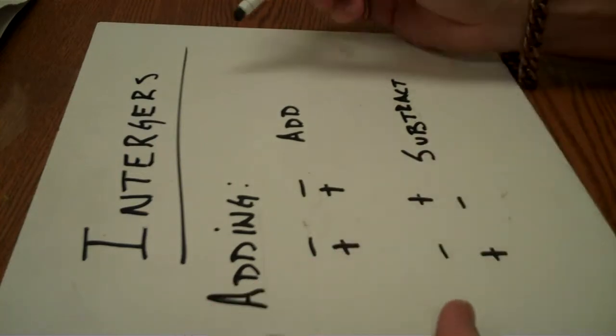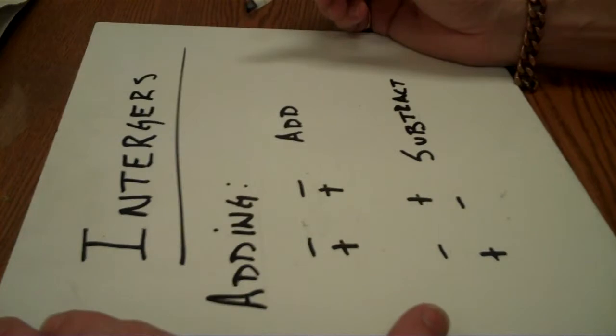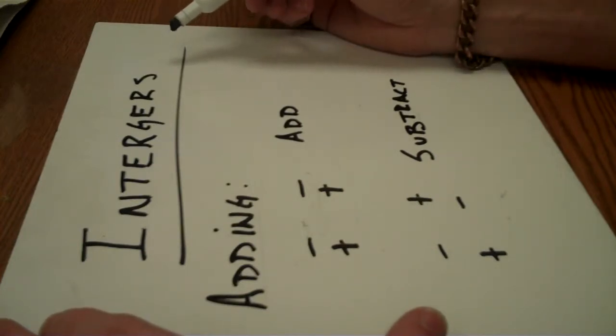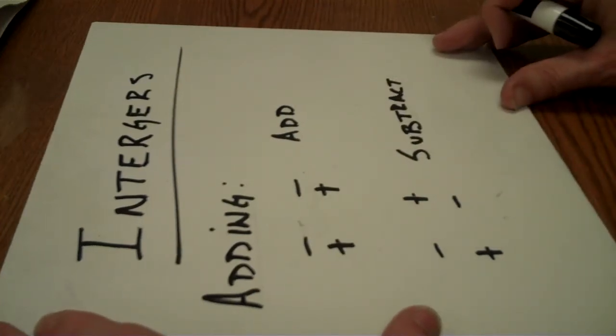Integers, these are causing a lot of problems for people. Integer is a fancy word for saying that there's either a positive or negative number, and you're dealing with them.